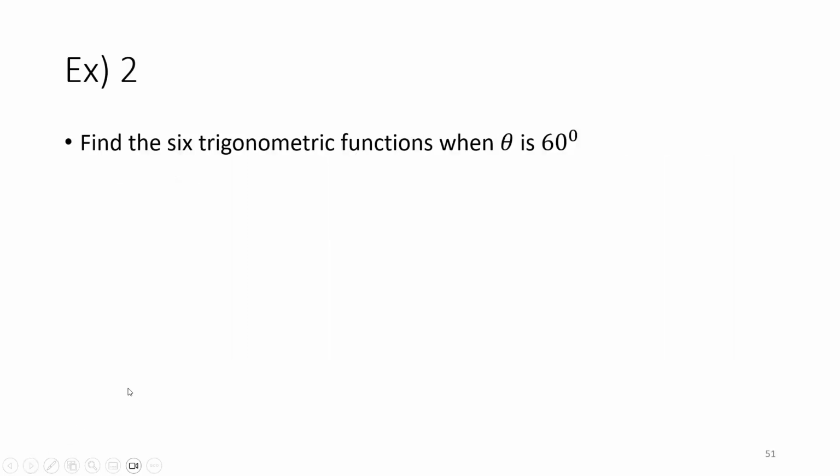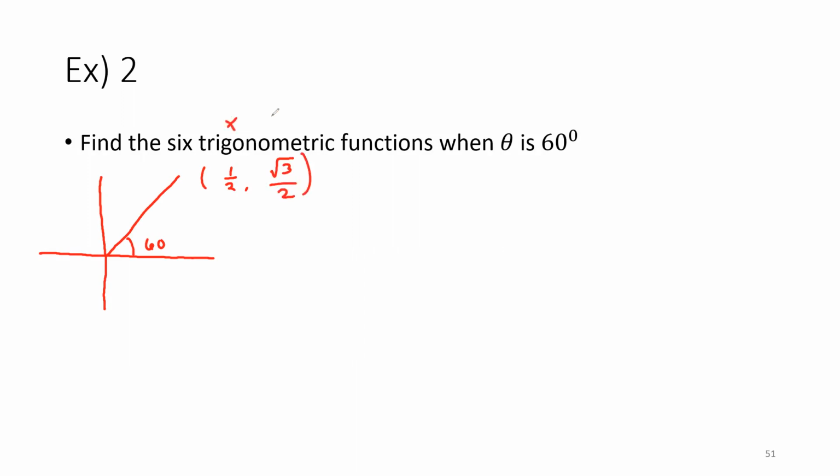Okay, example 2 says find the six trigonometric functions when your theta is 60 degrees. So 60 is within our unit circle. First, I would draw a little image if you have to. First, locate where 60 degrees is in the unit circle. So 60 degrees is right here, and it has an x-coordinate of 1/2 and a y-coordinate of radical 3/2, right? This is your x, this is your y.